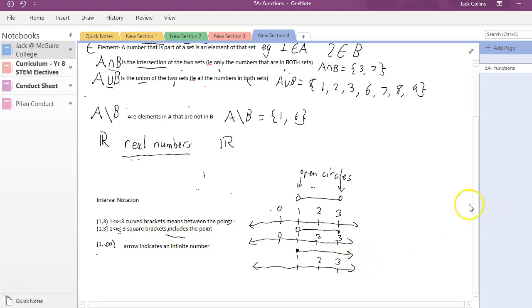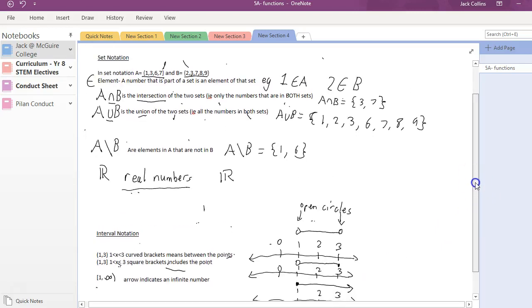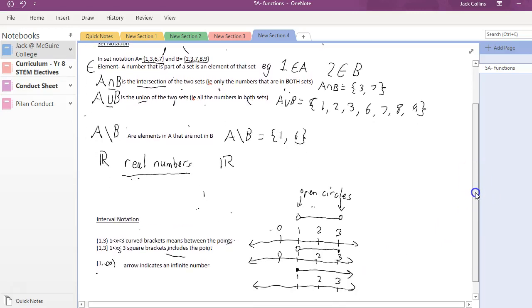Okay, so that's a quick rundown on set notation and interval notation. Make sure you take notes on this, and we'll work through exercise 5A in Wednesday's class.